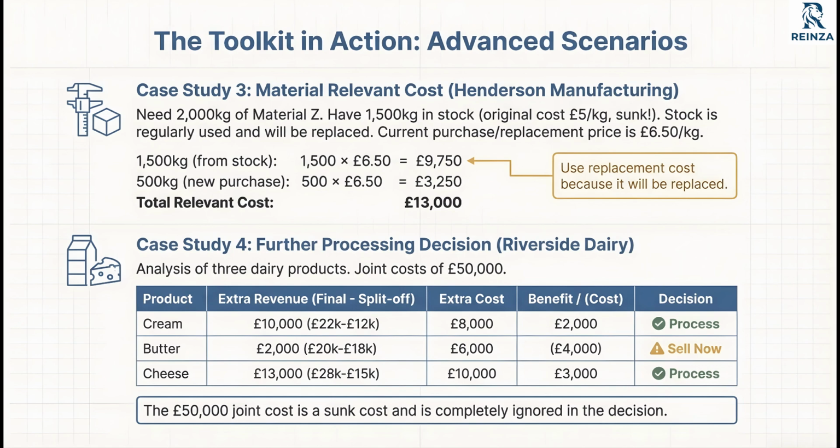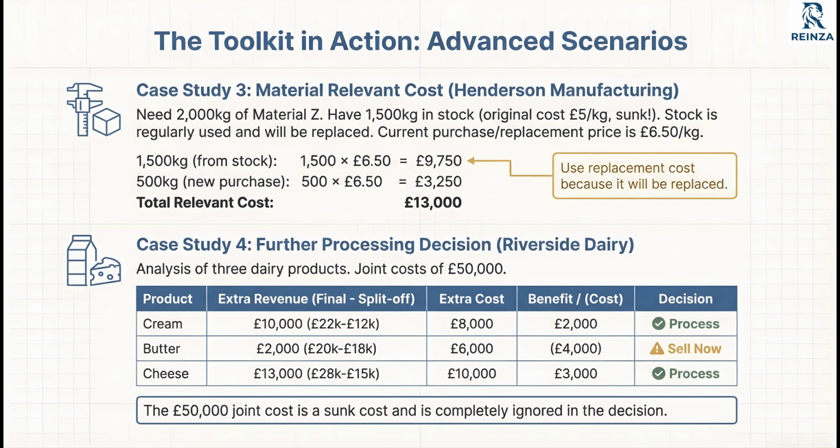Let us tackle two more complex scenarios. First, a material-relevant cost calculation for Henderson Manufacturing. Henderson needs 2,000 kilograms of material Z. They have 1,500 kilograms in stock, purchased at the original cost of £5 per kilogram. But remember, that is a sunk cost. The stock is regularly used and will be replaced.